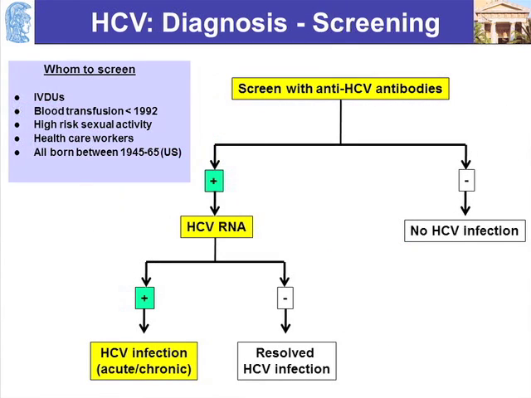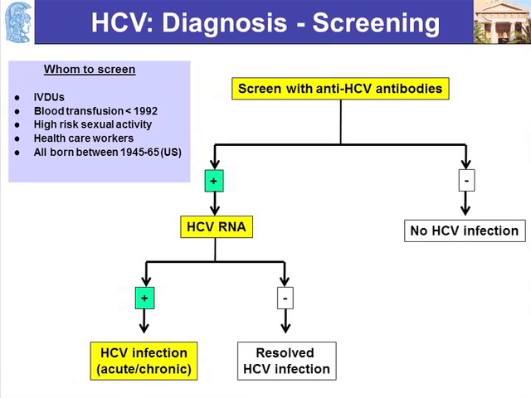Now, there's a question of whom to screen. In the past, we were saying you have to screen people who use drugs or had been transfused before 1992, people who have high-risk sexual activity, or healthcare workers. But as you will hear a little bit in the next slide, now the CDC recommends that everybody who's born between 1945 and 65 should be screened for hepatitis C virus.